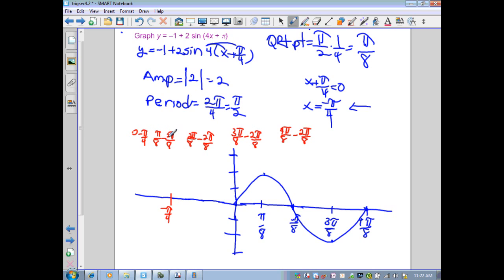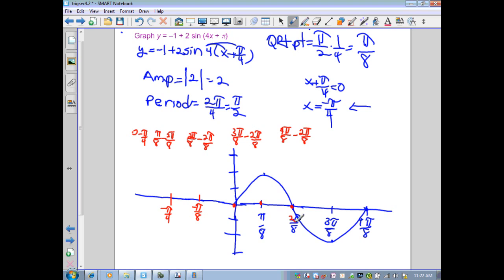Pi eighths minus 2 pi eighths, or pi fourths, is going to give me a negative pi eighths. 2 pi eighths minus 2 pi eighths is going to be 0. And then we have 3 pi eighths minus 2 pi eighths, which is going to give me a pi eighths. And 4 pi eighths minus 2 pi eighths is going to give me 2 pi eighths. Now I have my phase shift points on my x-axis.